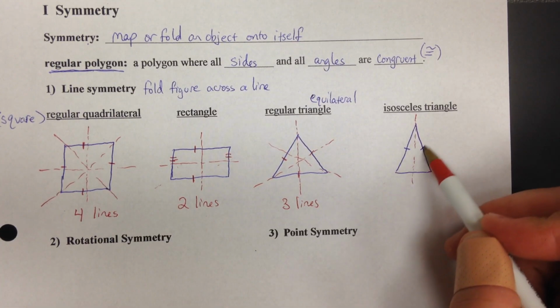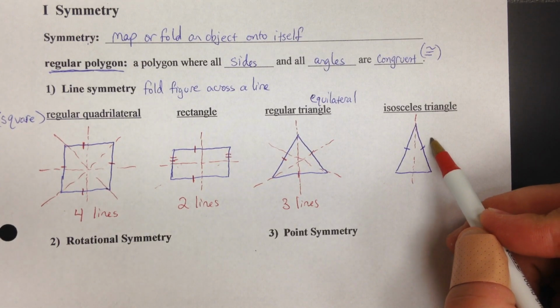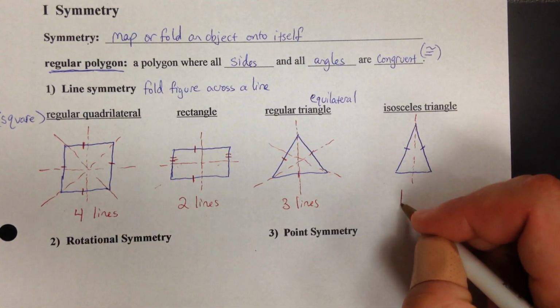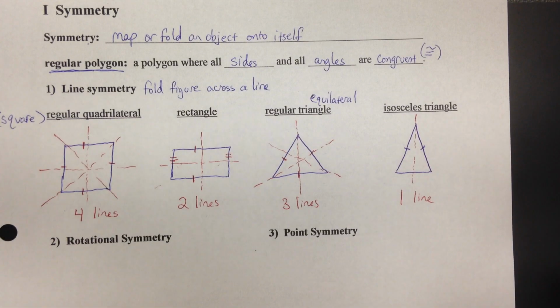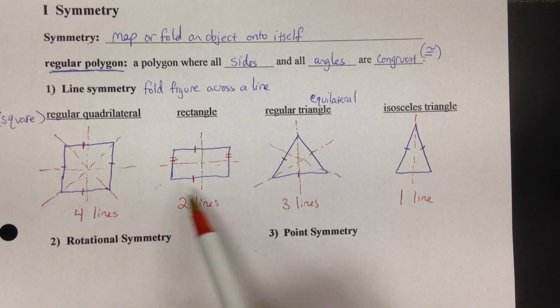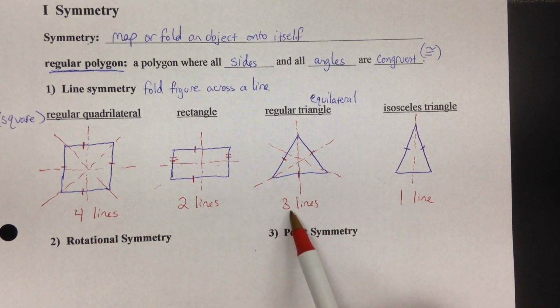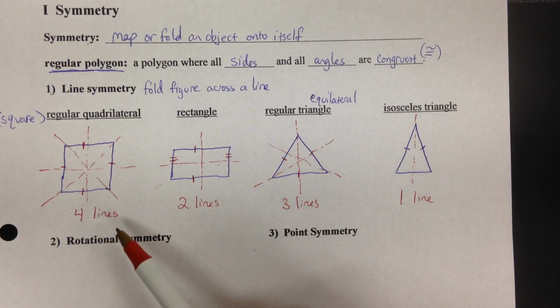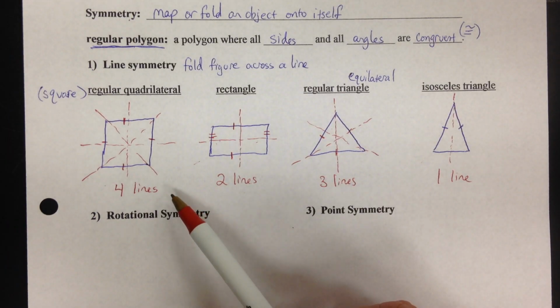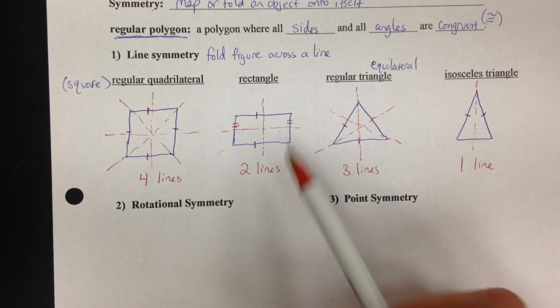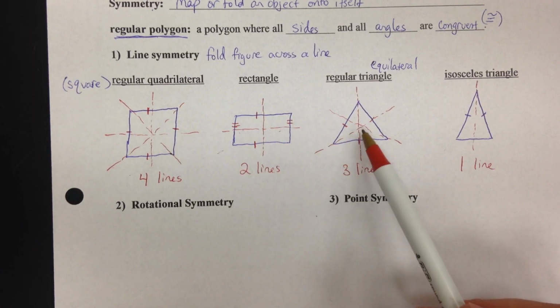There's no way that I can divide this in half so that it folds onto itself. So for an isosceles triangle, there's only one line of symmetry. So here's 4 examples: 1 line, 2 lines, 3 lines, 4 lines. And it's possible that there's no symmetry, that there's no line symmetry. Okay, so line symmetry is what we're most familiar with.